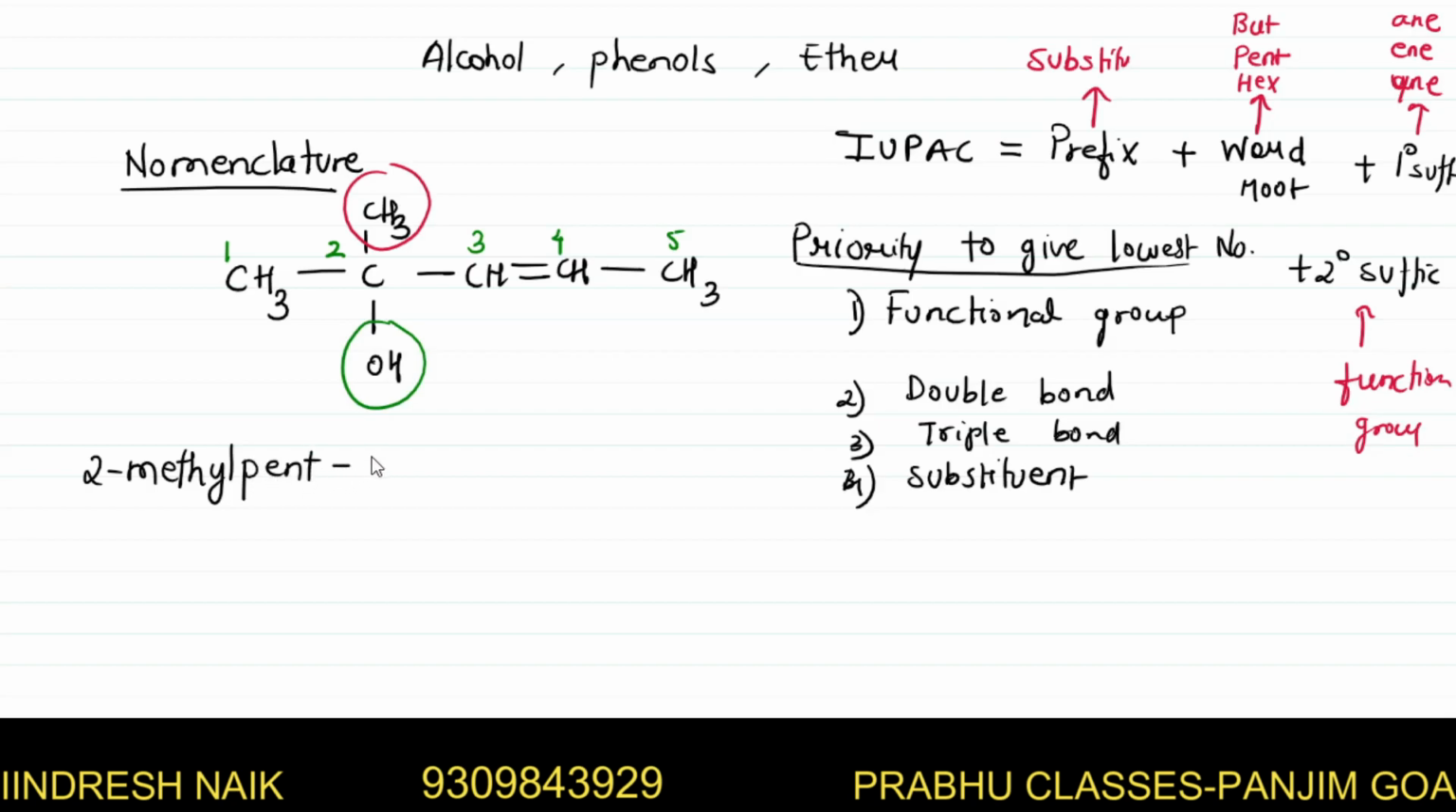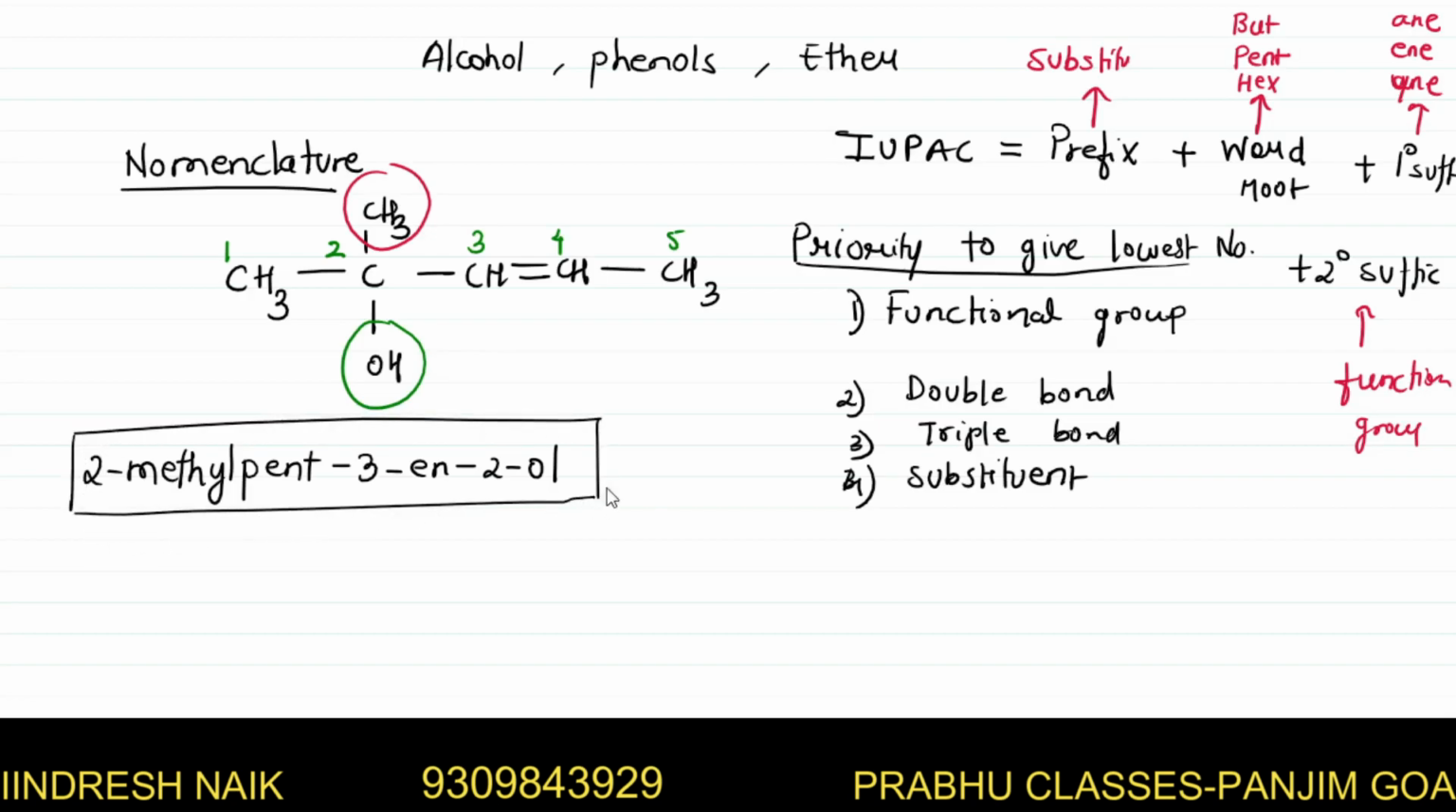Then there is a double bond, which means I'm going to include a primary suffix. It is on the third position, so it is 3-ene. Replace the last e of the primary suffix with a functional group. At what position is the alcohol? The OH group is on the second position. So I'm going to include this as 2-ol. This is how you do the nomenclature. So this is the name of the above compound.